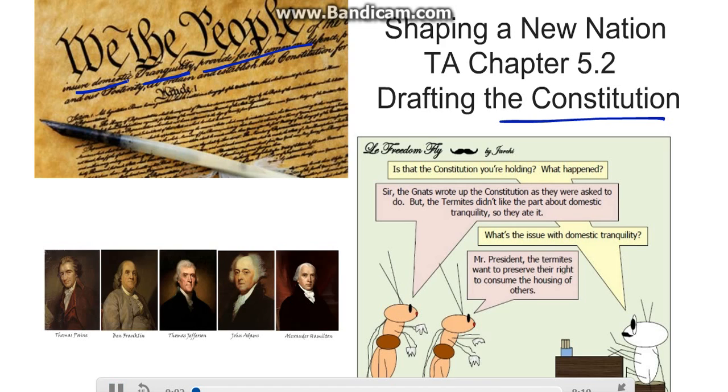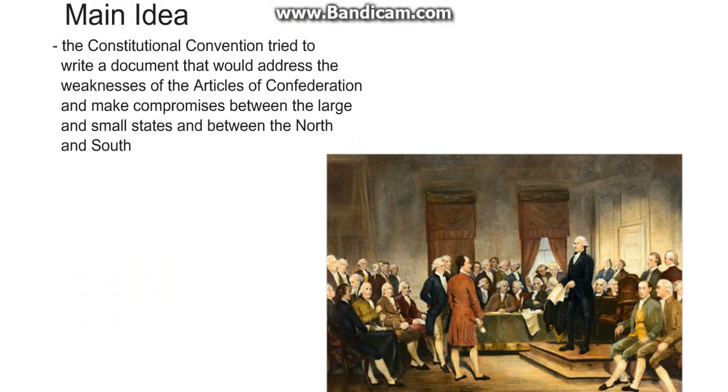In this lesson, we will identify events that led nationalist leaders to call for a convention to strengthen the government, summarize the key conflicts at the Constitutional Convention, and explain how they were resolved, and describe the form of government established by the Constitution.